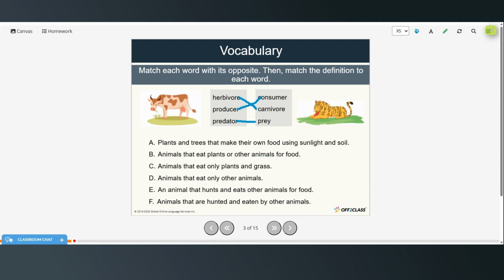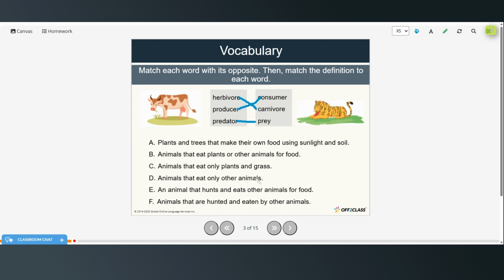So plants and trees that make their own food using sunlight and soil, well, they would be both a consumer and a producer because they are consuming the sunlight and soil, but they're making their own food. Animals that eat plants or other animals for food, those would be consumers. The animals that eat plants would also be herbivores, and the ones that eat other animals would be carnivores. They could also be predator and prey.